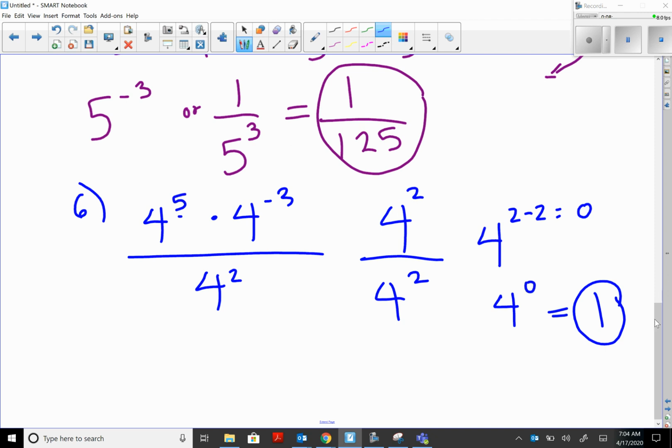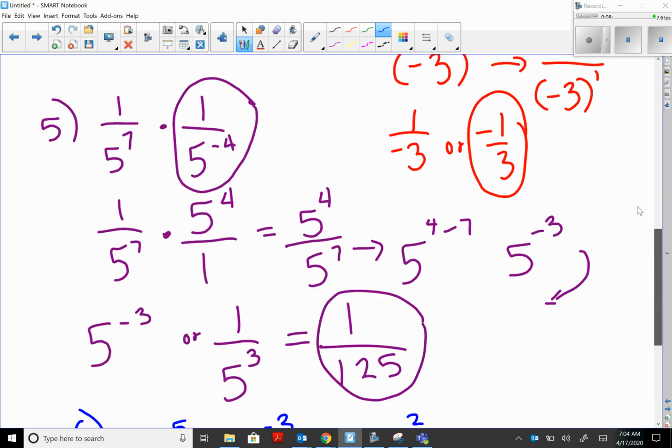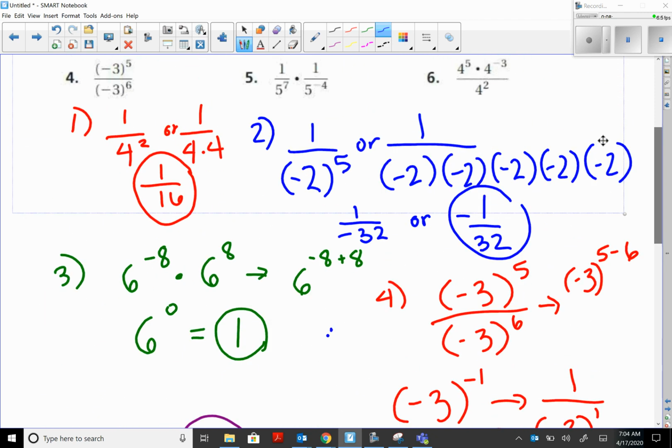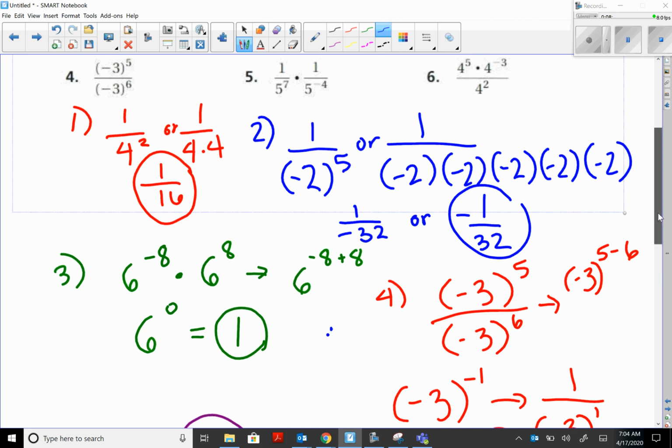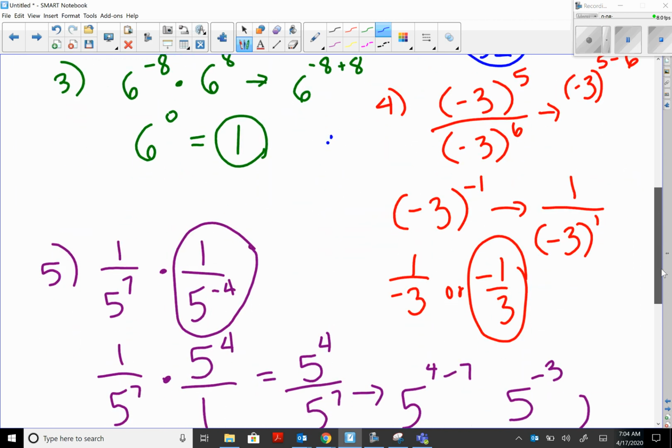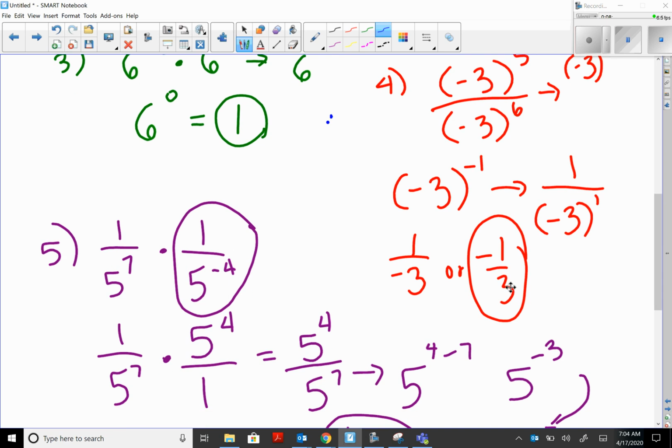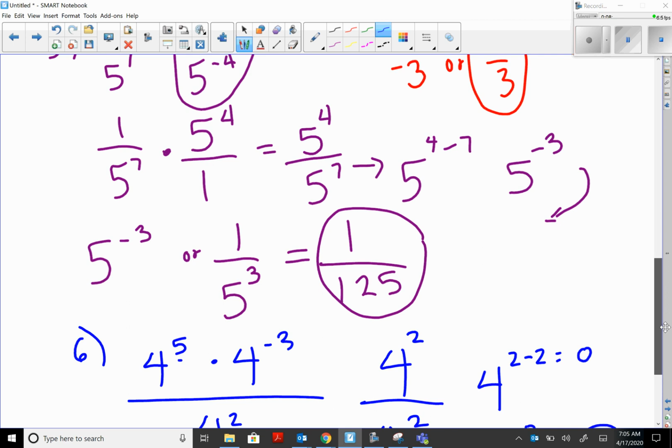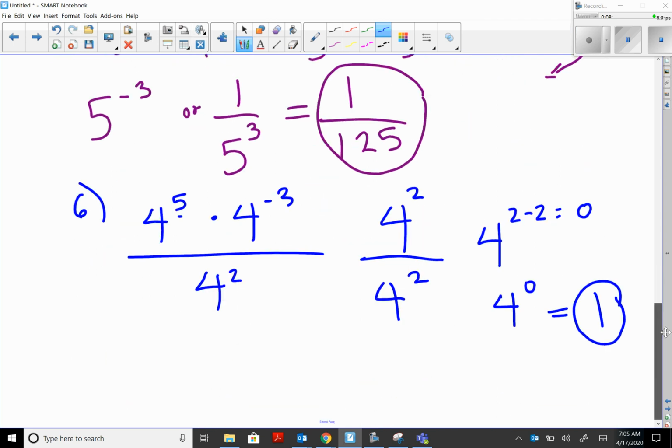Let me scroll up if you went to the end of the video to check your work. So the answer to 1 was 1/16. 2 was negative 1 over 32. 3 is 1. 4 is negative 1/3. 5 is 1/125th. And 6 is 1.